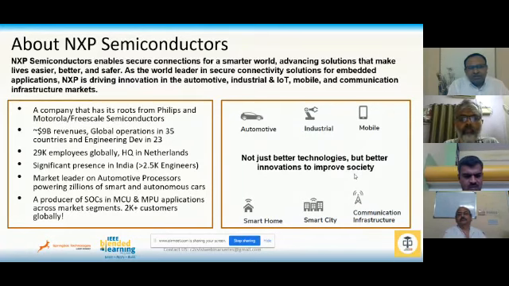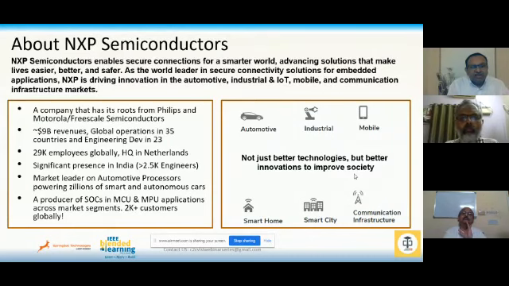So NXP Semiconductors, in a nutshell, enables secure connections for a smarter world, advancing solutions that make lives easier, better, and safer. As the world leader in secure connectivity solutions for embedded applications, NXP is driving innovation in the automotive, industrial, IoT, mobile, and communication infrastructure markets. So we are not just making better technologies, but better innovations to improve society, as is evident from the market segments depicted on the right window here.